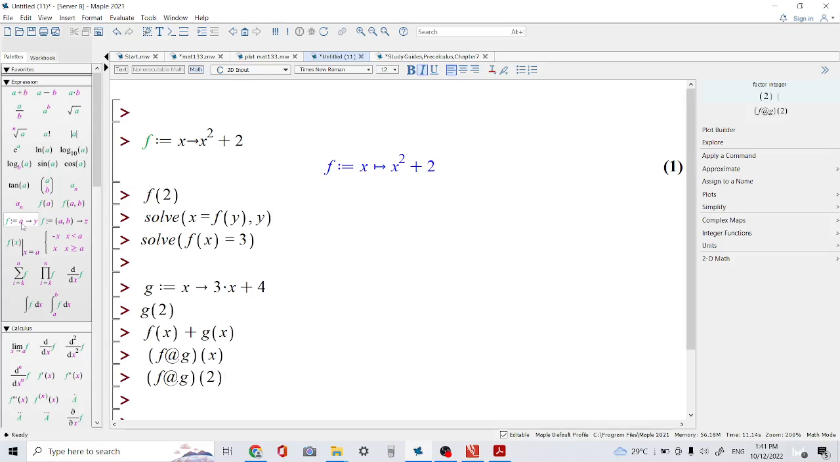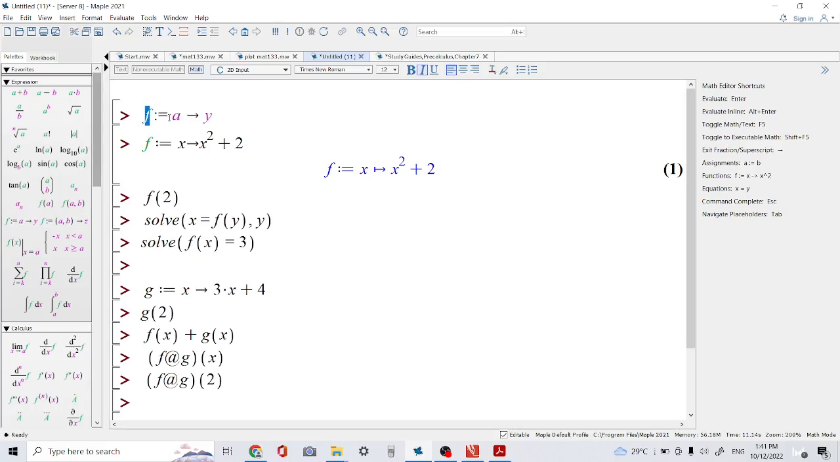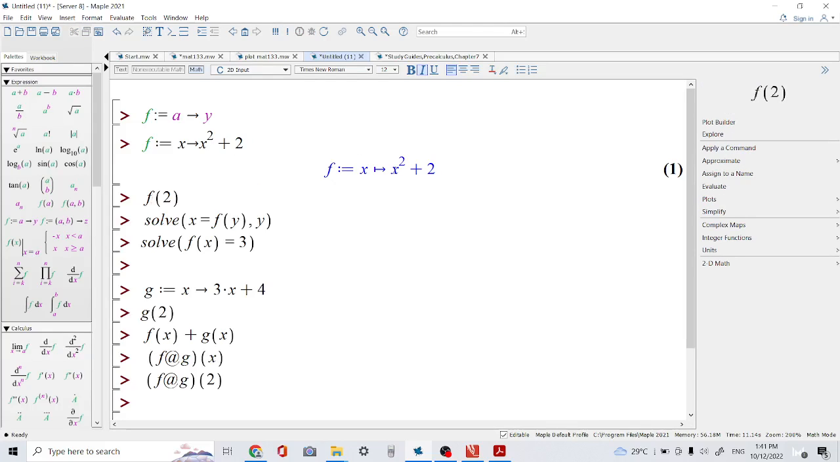You just press this one. For example, I put it here and I press. What will appear is like this. So you have to replace a with x because our function now is x, and y over here you have to replace with the function that you want. Since we have x squared, I type x squared plus 2. So what will appear here is this one.